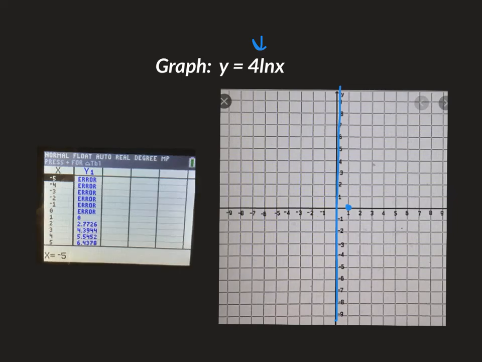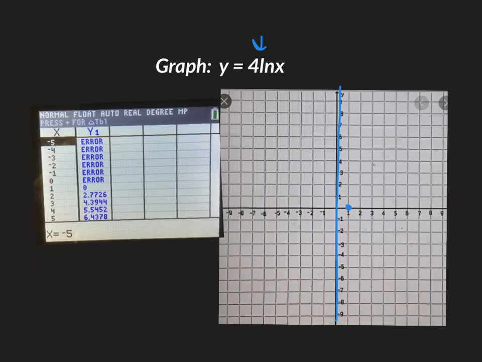Now, for my second point, I pull up my table, and I did this for you in this picture. I went ahead and punched it in my calculator and pulled up the table. That's what your table should look like. The reason all these say error is because that would make the log negative. Remember, you can't have a negative log. So you can pick any of those points you want down there. I'm going to go with the next one, 2 and 2.7, or 2.8, which is about right there.